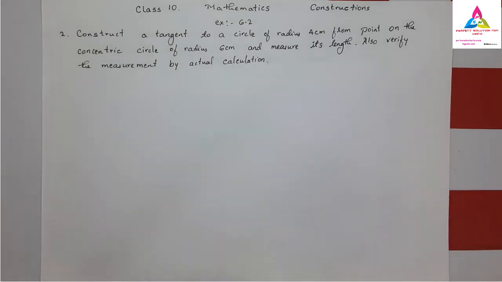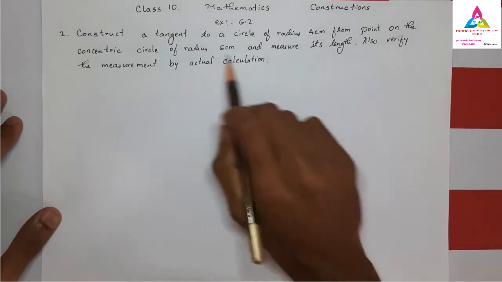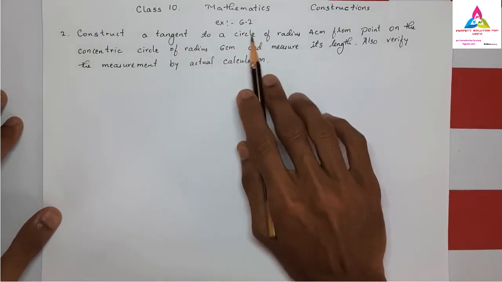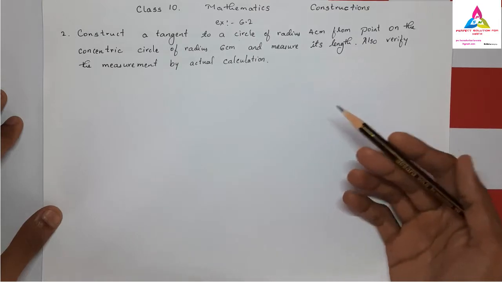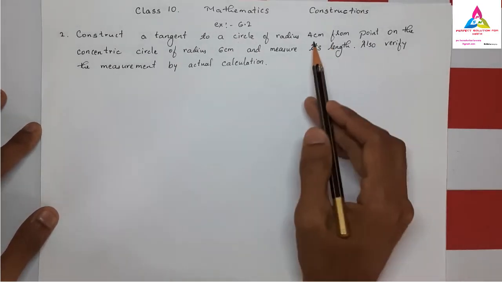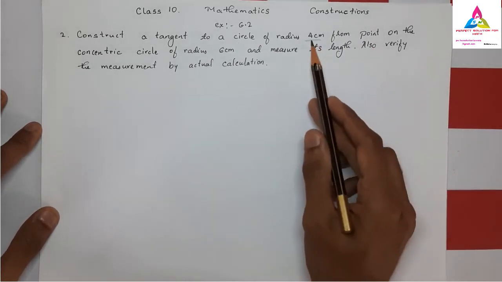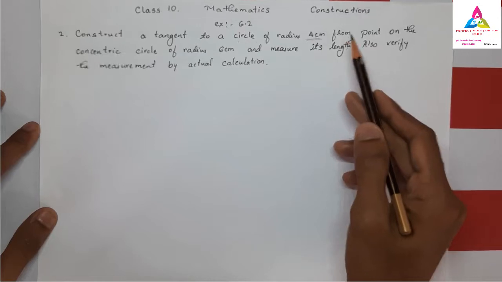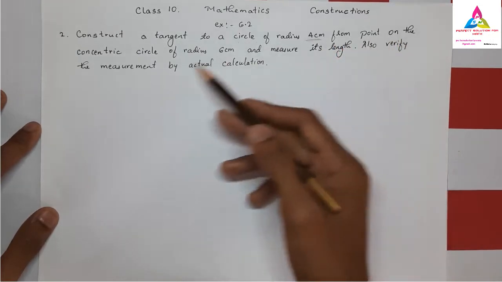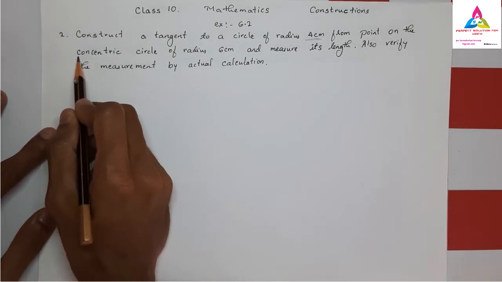In this question, it is not similar to the first question we learnt in the previous video. So what is the difference? The first part, construct a tangent to a circle, is the same. In the previous first question also we were constructing the tangent. But here is the change. The radius of a circle they have given as 4 cm, so one circle we have that is 4 cm. And also you can see, from a point on the concentric circle. Yes, this is the most important part, the concentric circle.